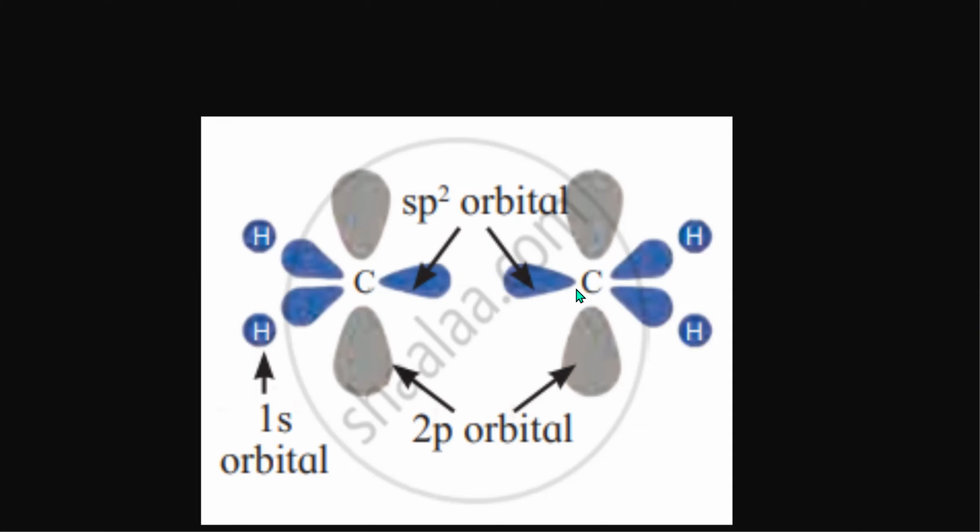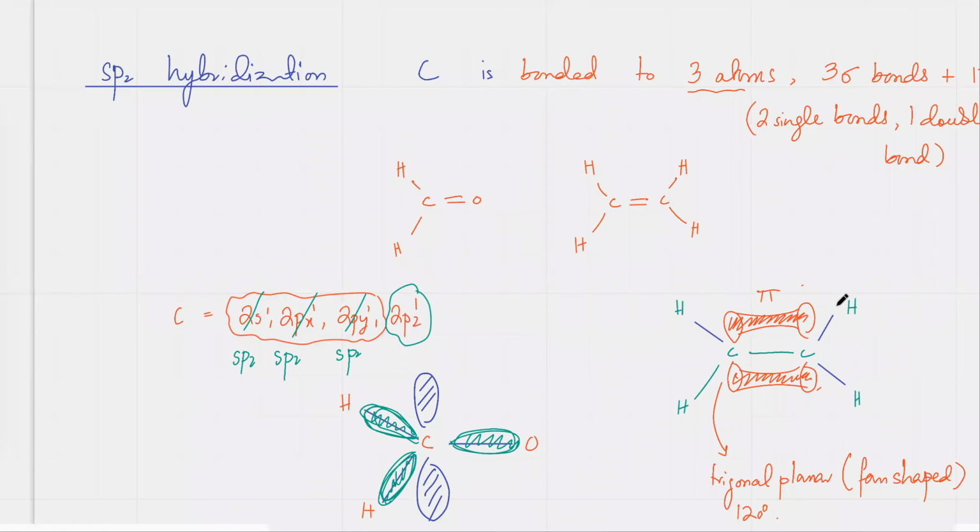So the fans would be overlapping. They would form a sigma bond over here, and they're going to form a sigma bond with the hydrogen over here, with the hydrogen over here. The p orbitals that were not being used initially would end up forming pi bonds from the top and the bottom. So just to give you an idea of what the shape is going to look like. I think this image was probably good enough.